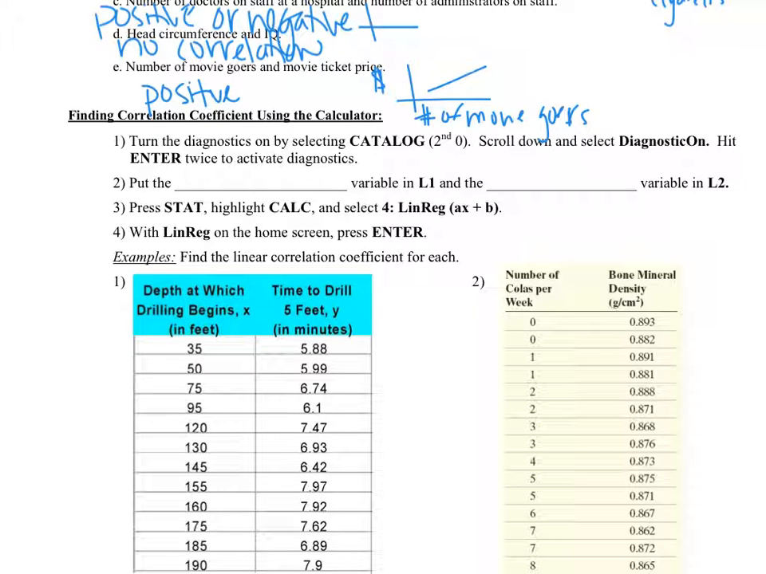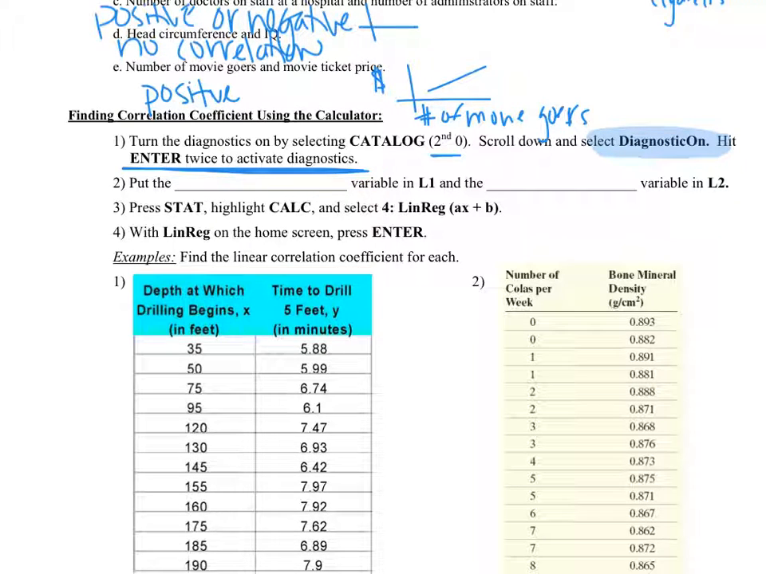So first thing you guys need to do is turn the diagnostics on by selecting catalog, which, by the way, it tells you where that is. That's at second 0. And then scroll down, and you need to make sure that diagnostics are on. This isn't going to work if your diagnostics aren't on. So for some reason, if you ever get an error, I would check that first. Then it says hit enter twice to activate diagnostics.